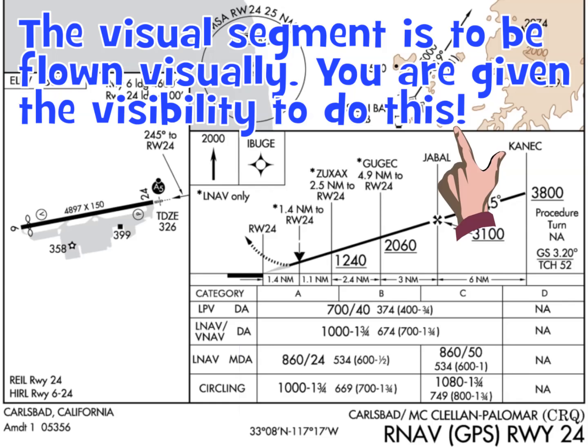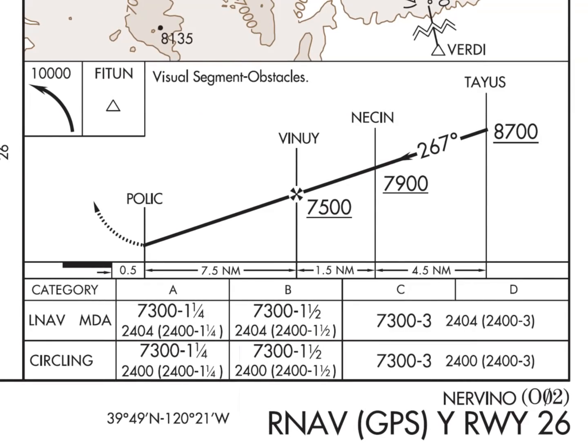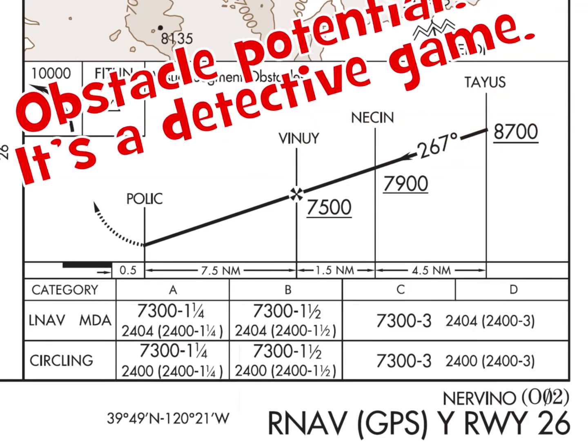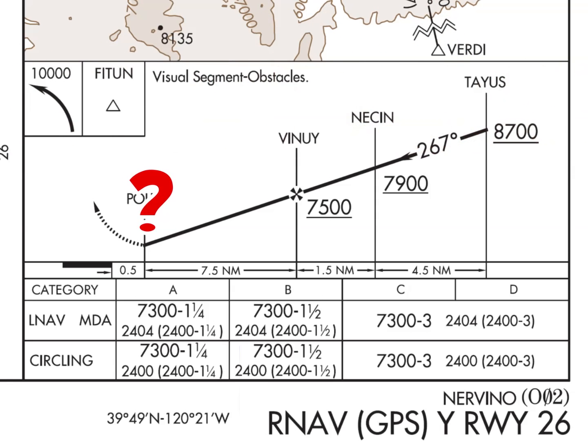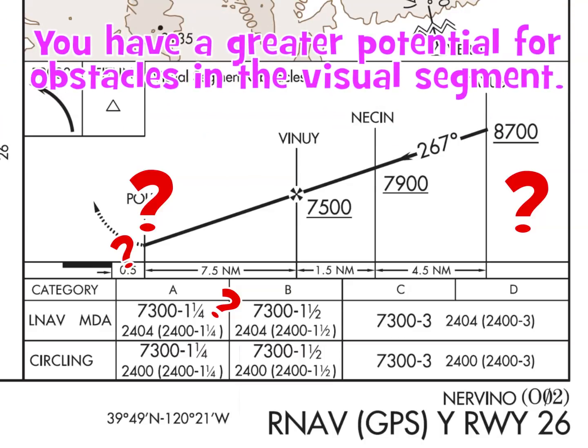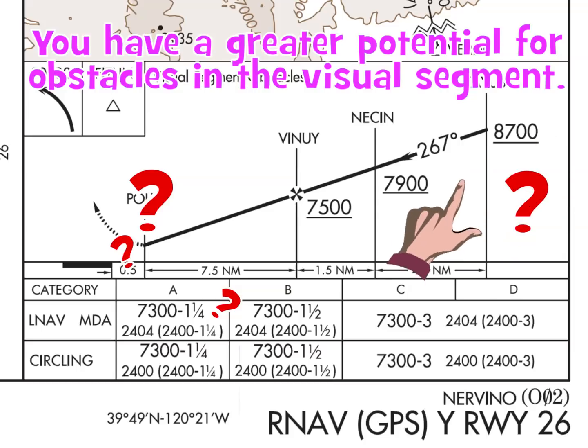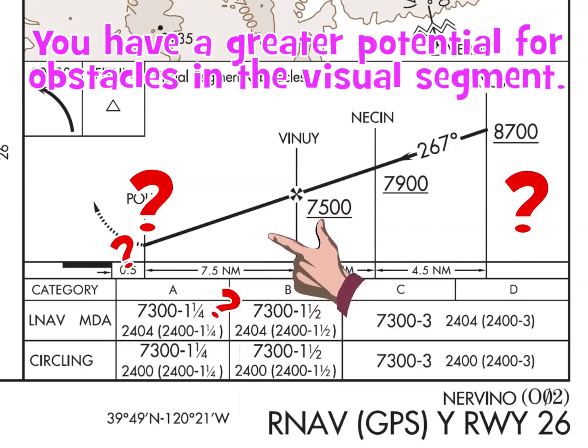Assessing the potential of the visual segment of non-precision instrument approaches for obstacles is, well, a detective game. No VDP, no VDA, no stipple, visibility minimums of 1 mile or higher. Guess what, Colombo? There will be a greater potential for obstacles in the visual segment compared to an approach with one or more of these items, or compared to an approach having ILS or LPV minimums.